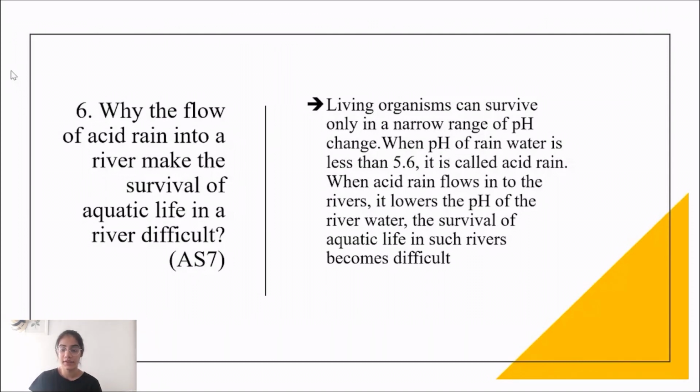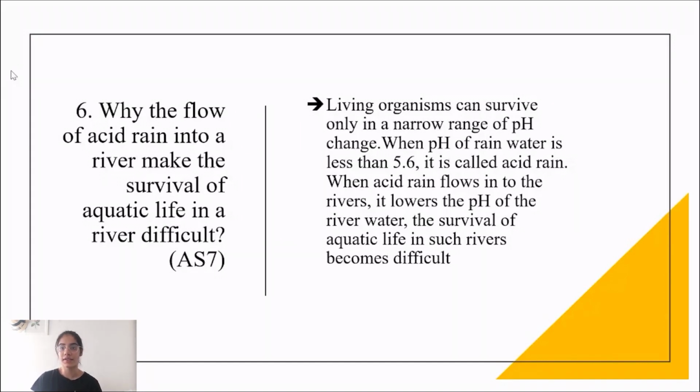So, the acid rain, when the pH of rainwater is usually less than 5.6. Why? Because rainwater mixes with the gases that are present in the atmosphere, which are highly acidic in nature, and forms acid rain. When this acid rain is formed, its pH is usually less than 5.6 to 5.5, and this rain is called acid rain. When this acid rain flows into the rivers, it makes the river water acidic. Since the river water turns acidic and crosses the narrow pH range that we can survive in, then the survival of aquatic plants and aquatic life, be it plants or be it animals, will definitely turn difficult.